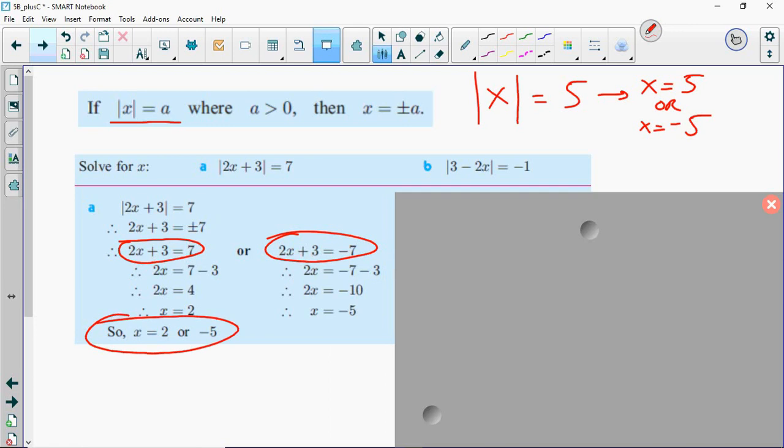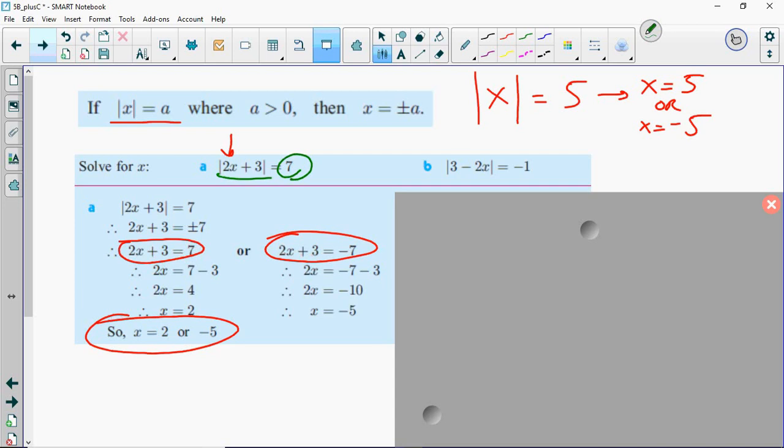Not shown here, but a very important step, as we just discussed, is to check both of those answers. In this case, they both work. If I put 2 in here, we're going to get the absolute value of 7, which is of course 7. And if we put negative 5 in there, we'll get the absolute value of negative 7, which is still 7. I think it's easier to use the plus or minus on this side of the equation, but you can, if you insist, use it on the other side instead.